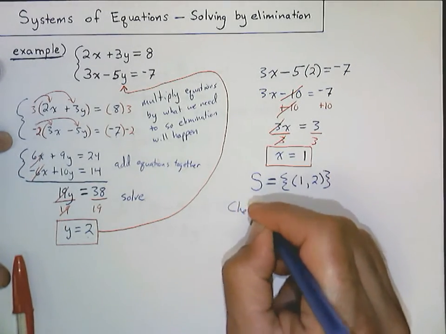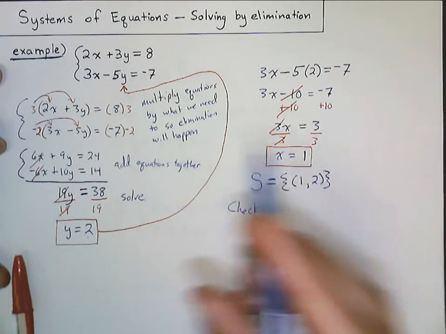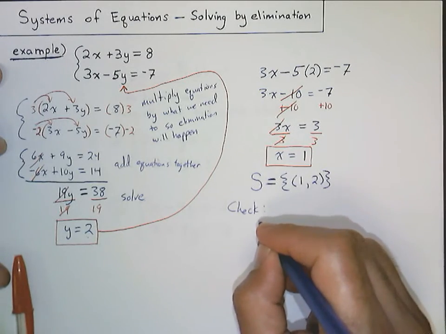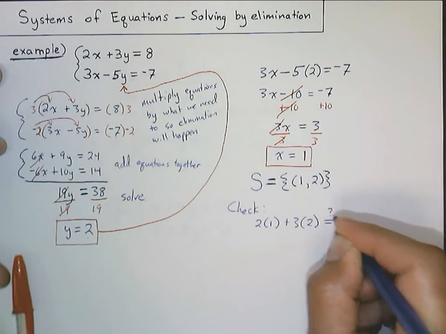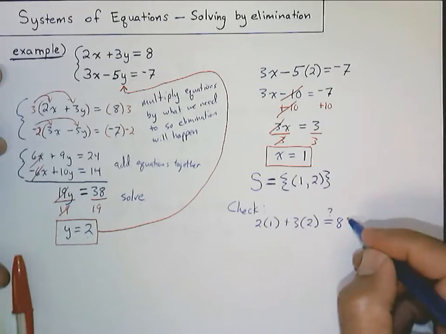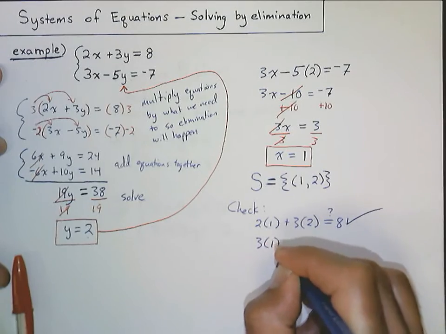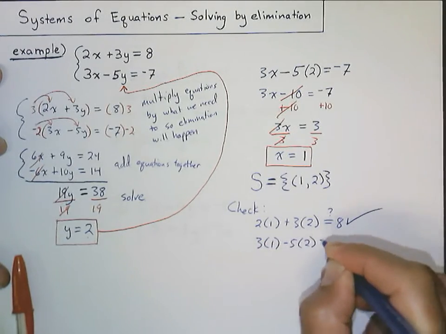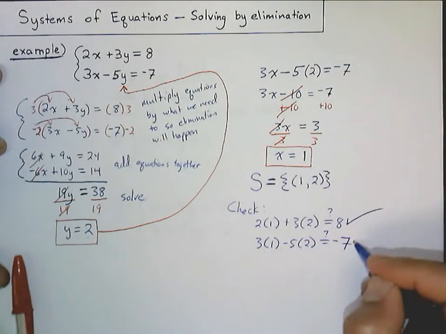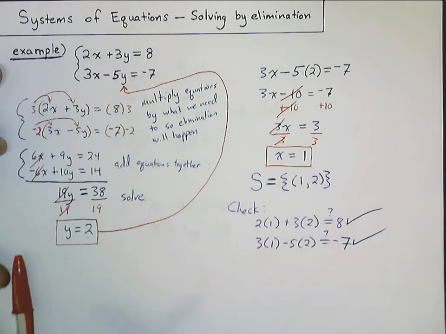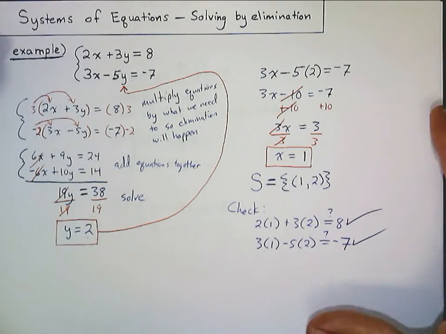But of course we should check our solution. Plug these coordinates back into both of the original equations and see if we get true statements out. So we ask ourselves, is 2 times 1 plus 3 times 2 actually equal to 8? Well, 2 plus 6, yep, that's 8. And is it true for the second equation, 3 times 1 minus 5 times 2, is that actually equal to -7? Well, 3 minus 10, yep, that's -7, so we did it correctly. And that is the elimination method for solving systems of linear equations.